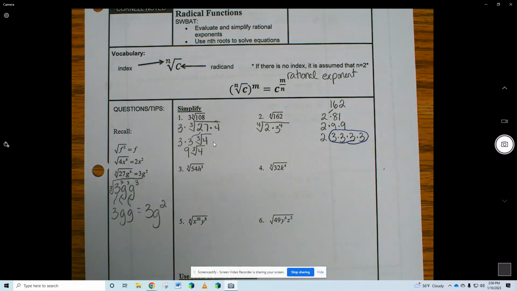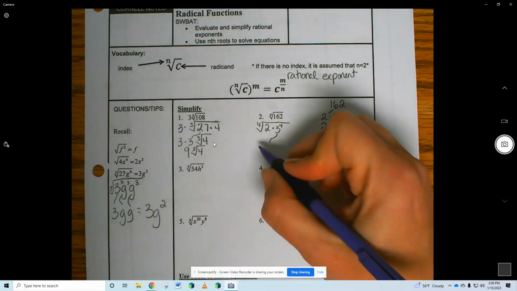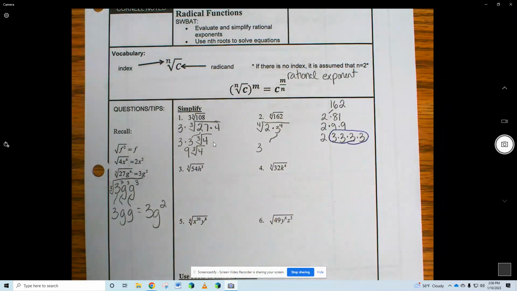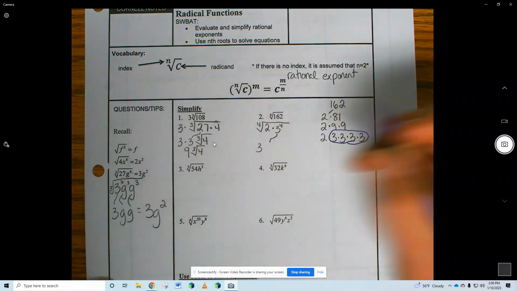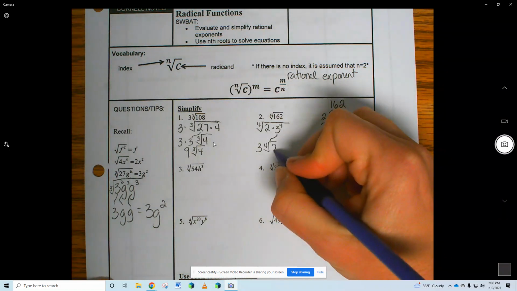I can take out this 3, and it's just a single 3 now. 4th root of 2. And that's my final answer.